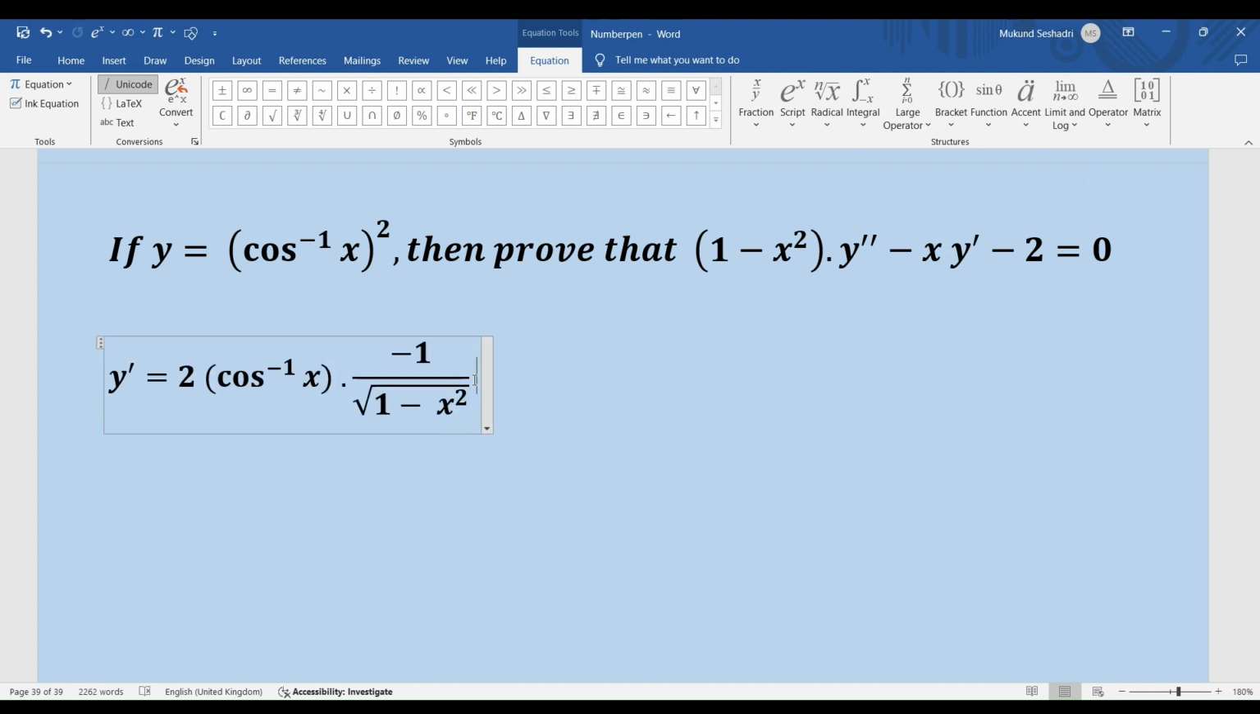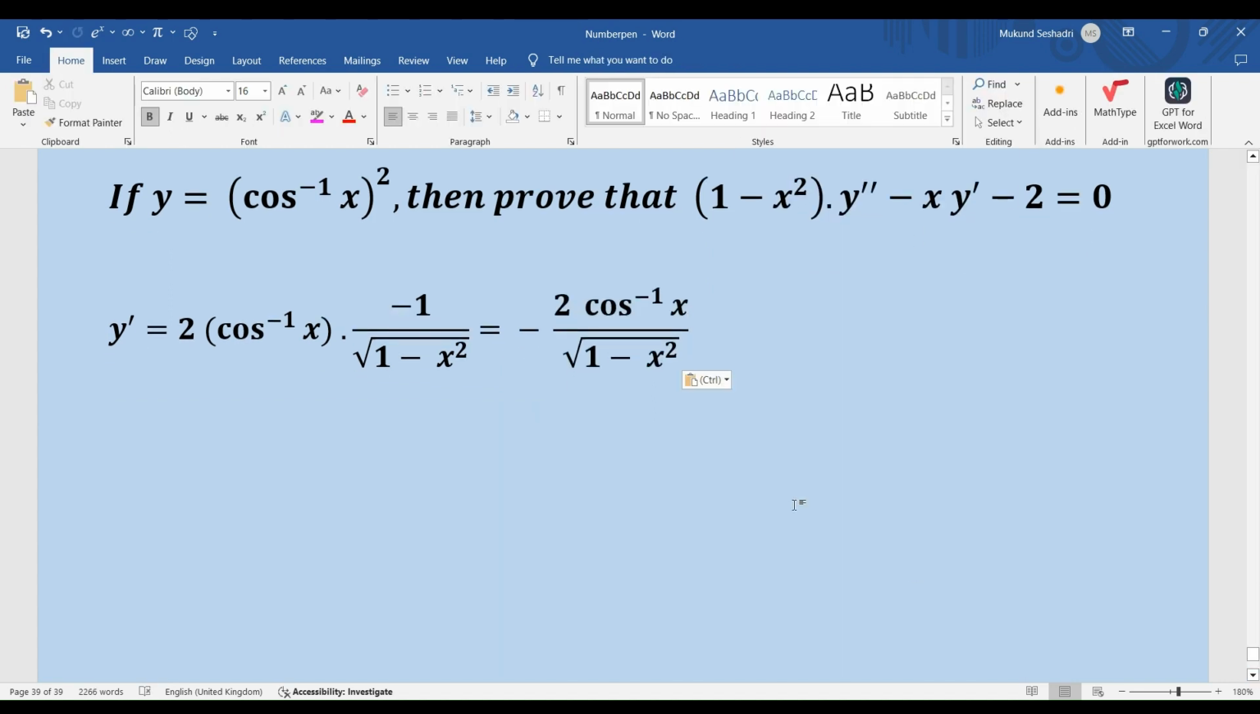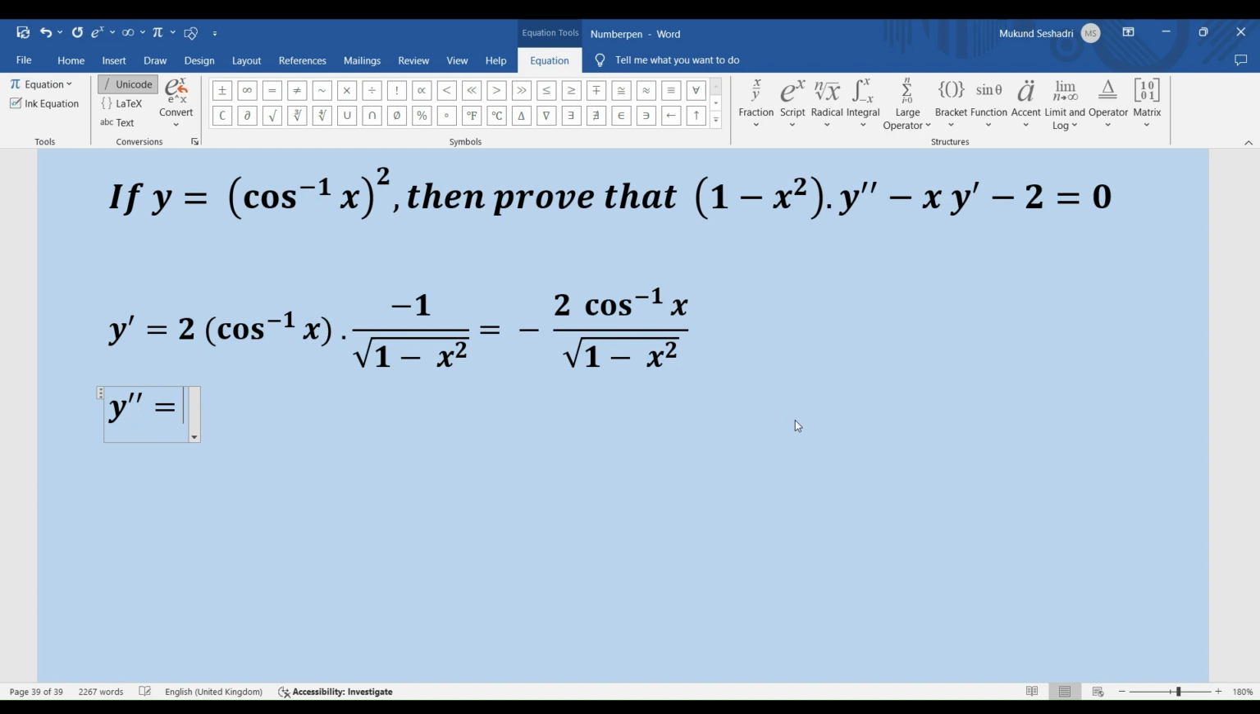Now I also need to establish what is my y double dash, right? So let me write down my y dash first. Now I go ahead and start off with my y double dash, right? So this is my expression. I know that I can keep minus 2 aside and differentiate my cos inverse of x the whole divided by square root of 1 minus x square, right? So I have a function of the type f of x by g of x. So therefore I will apply quotient rule.